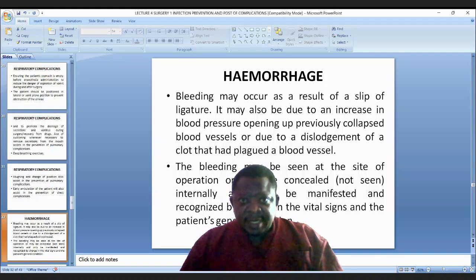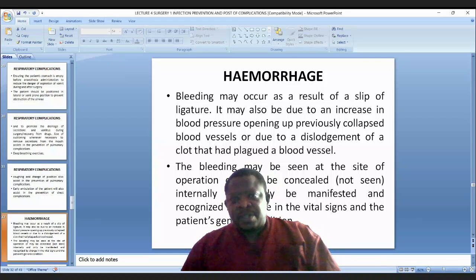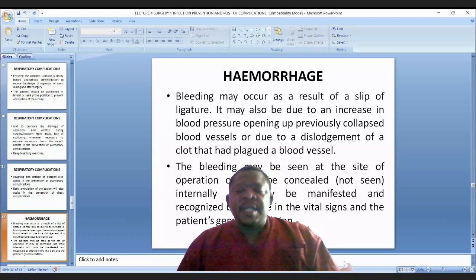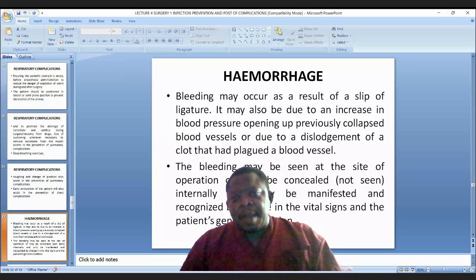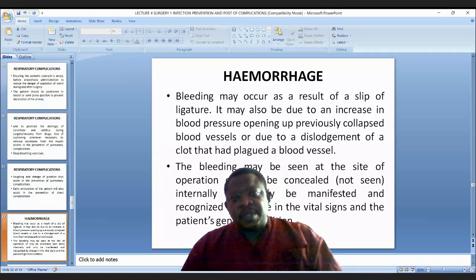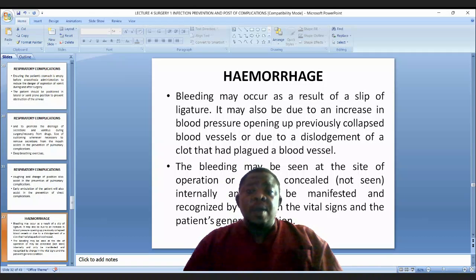So the bleeding may be seen at the site of operation or may be concealed. When I say concealed, I mean it is not seen; it is internal, so you cannot see it or it is not manifesting. So you need to monitor vitals and any changes in vitals. You need to know which signs show that there might be internal bleeding. A feeble pulse is a sign of internal bleeding. Loss of blood causes a fall in blood pressure. A rapid thready pulse and deep rapid respiration are also seen. The patient may also show pallor, apprehension or restlessness because of internal bleeding.